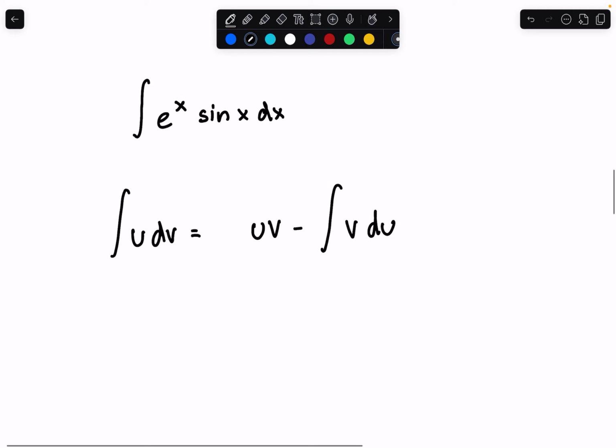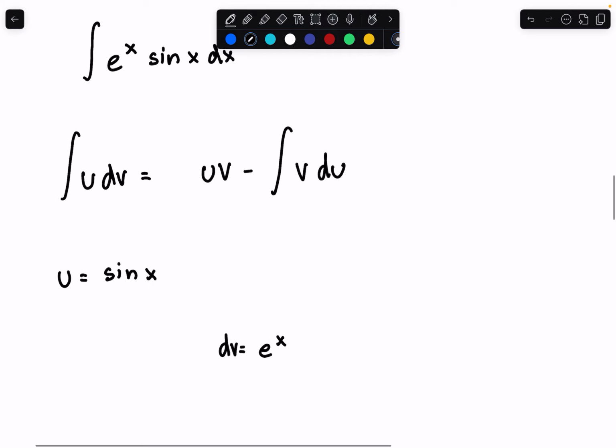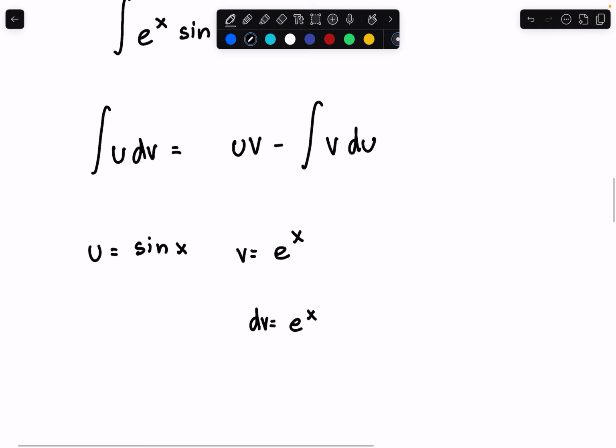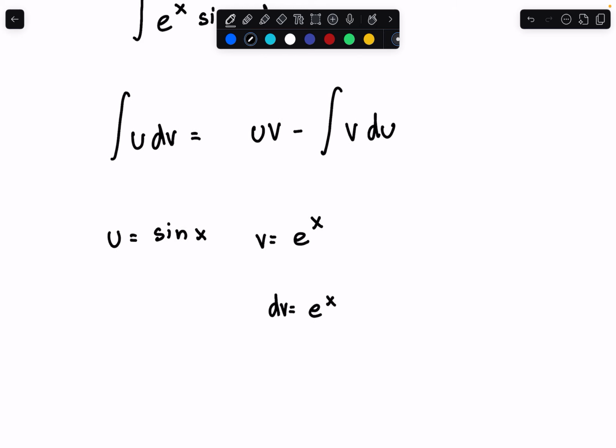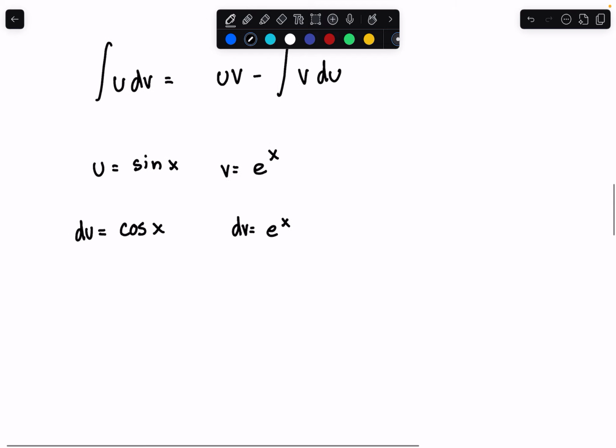In this function here, we're going to set u equal to sine x, and we're going to set dv equal to e to the x. When we integrate this, we get v is equal to e to the x, because e to the x doesn't change when you take the derivative of it. Now, if we take the derivative of u, we get that du is equal to cos of x. And so we can now plug this into our original formula.